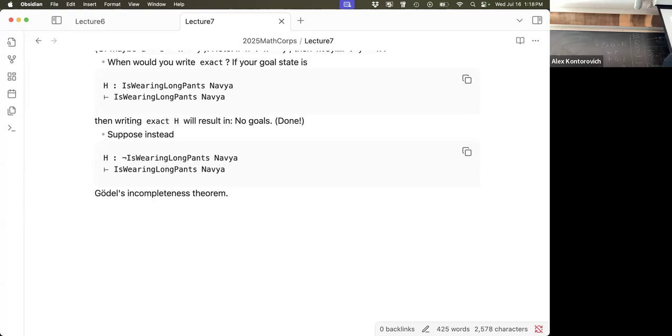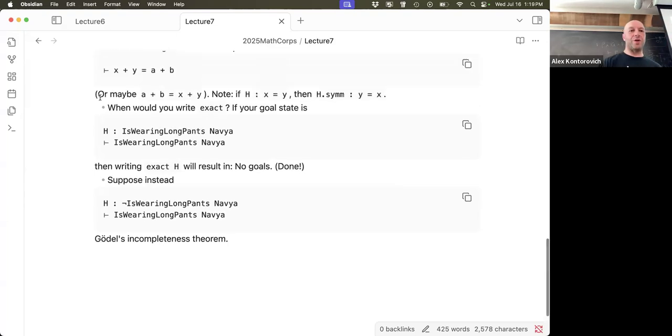How does exact work in the last step? You mean here or in this hypothetical? This one. So we assume we've already proved H. We've established H, that Navia is wearing long pants. And our goal is to prove that Navia is wearing long pants. Well, then the thing that we want to prove, we already have. We have exactly the thing we want to prove. So when we write exact H, it'll say, okay, good, your proof's done.